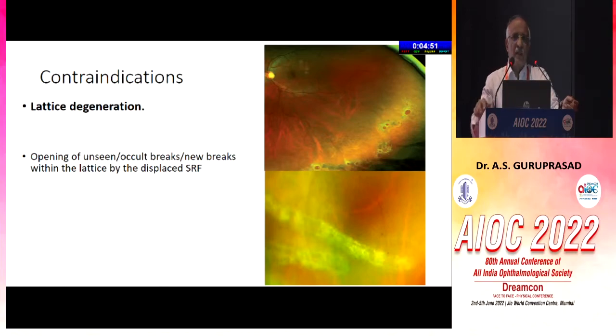Lattice degeneration, I would say, if it is extensive, and especially if there is a bullous detachment with lattice degeneration, can cause the opening of unseen occult breaks, or new breaks forming within the lattice degeneration, by the displaced SRF. With the shear pressure of the SRF in a hitherto attached lattice degeneration, if the SRF migrates, it can open up small breaks causing a recurrence and a failure of pneumatic retinopexy.